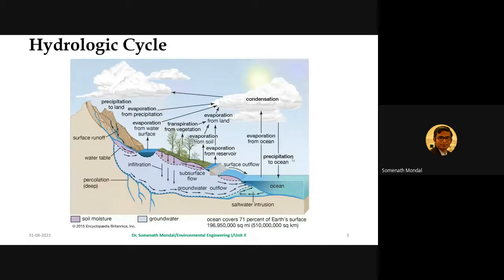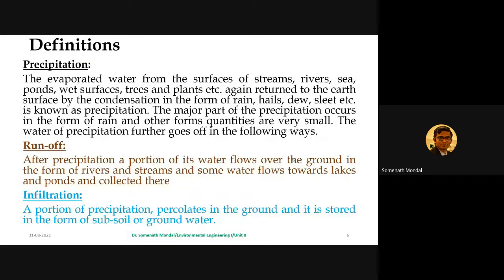So I am not going to go into further details on the hydrologic cycle, since these things are quite familiar to all of you, as the hydrologic cycle was discussed extensively during your ecology and environmental science course also. Now there are a few definitions which should always be kept in our minds. The first one is precipitation. So what is precipitation? It is the water evaporated from the surface of streams, rivers, sea, ponds, wet surfaces, trees, plants, etc., which is returned to the earth surface by condensation in the form of rain, hail, dew, or sleet. And that is what is known as precipitation.